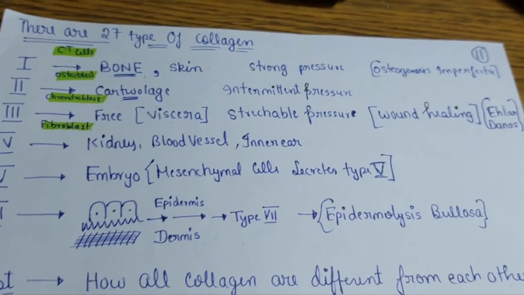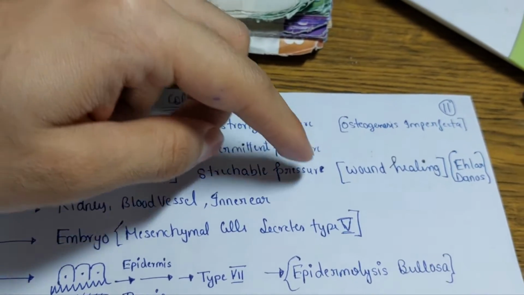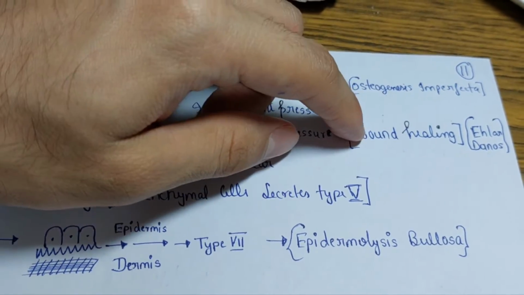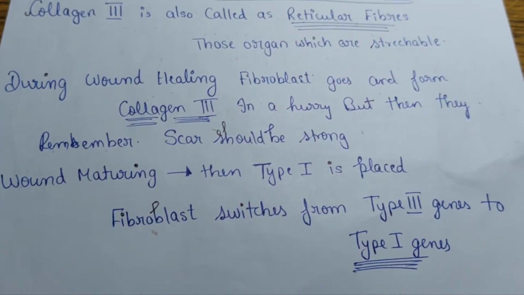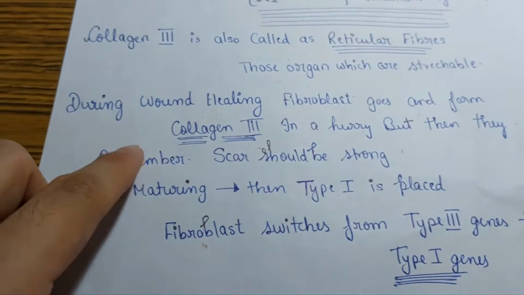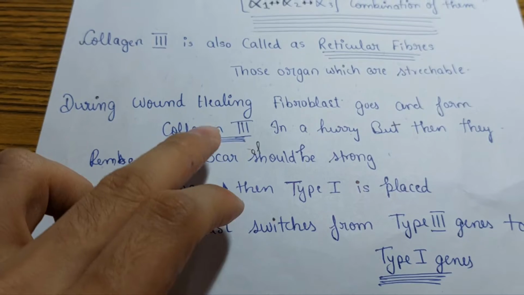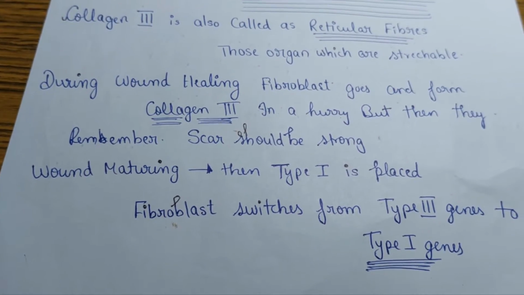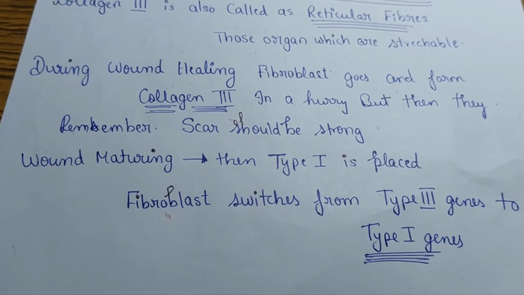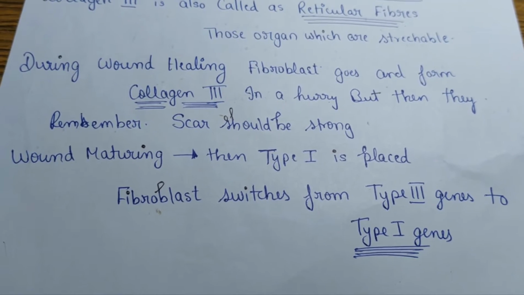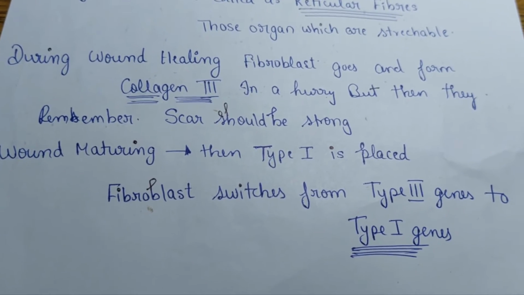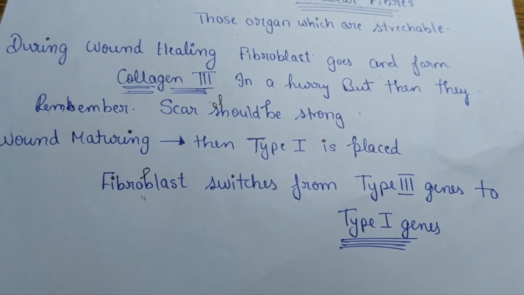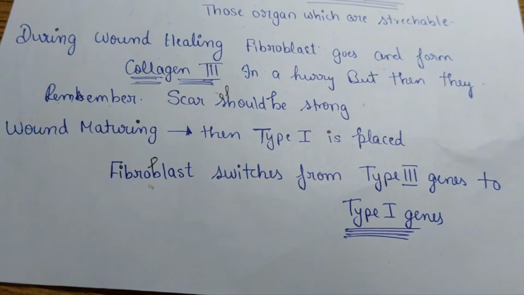And also we should remember that type 3 collagen is the collagen that is laid first at the point of wound. So this means that when we first have an injury or a wound, the fibroblasts will first lay down collagen type 3, and then eventually they will switch to formation of collagen type 1, and that is due to wound maturation. So the fibroblast will switch its genes from type 3 collagen to type 1 collagen genes.